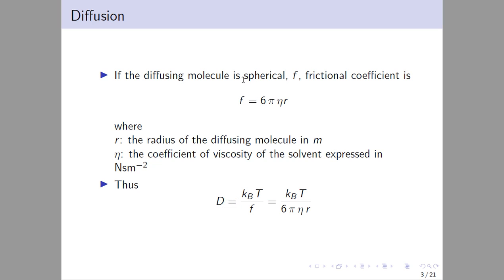If the molecule is like a rugby ball, we are going to have a different frictional coefficient. And if the molecule is like, let's say, an aeroplane, we are going to have a different formula for this frictional coefficient.